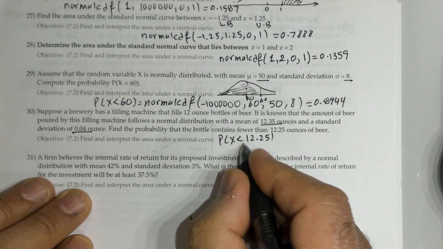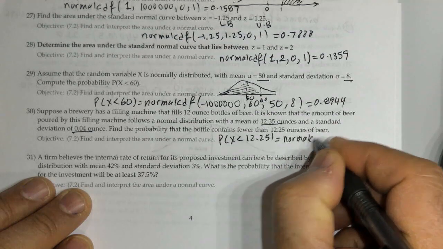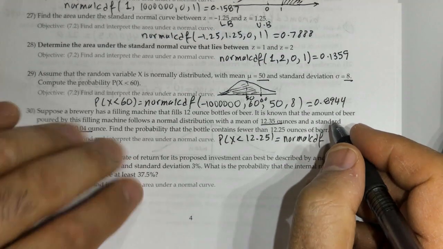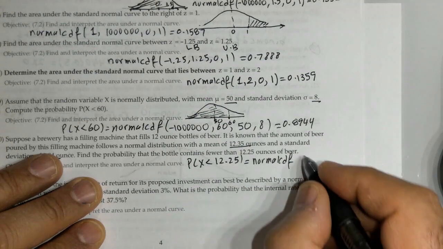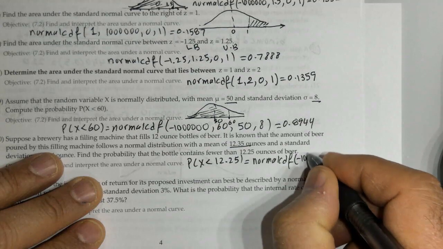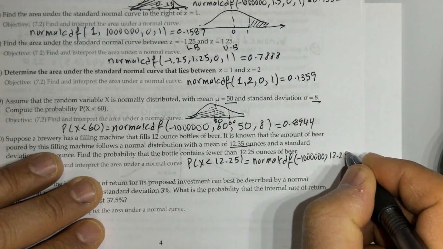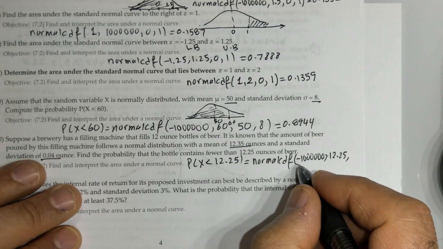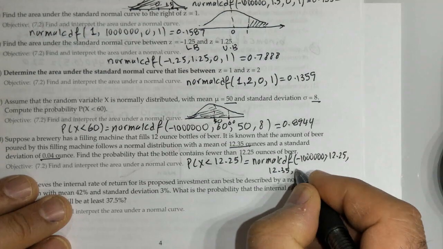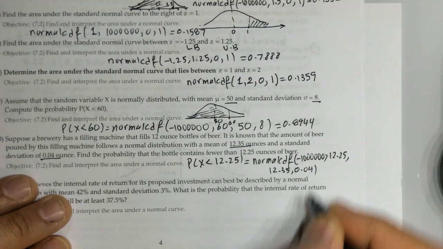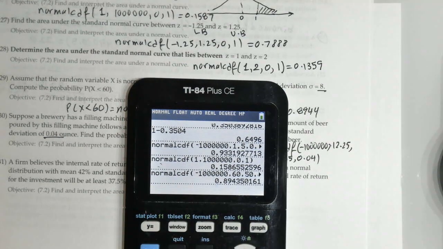Anytime, guys, you have a less, you have to start with negative a million or billion, whatever. And anytime you have a more, you will put the first number that's given to you, and then you put a million. So that's a negative million. Then what? 12.25. Then the mean, which is what? 12.35. Then the standard deviation, which is what? 0.04. So let's do this quickly on the calculator.